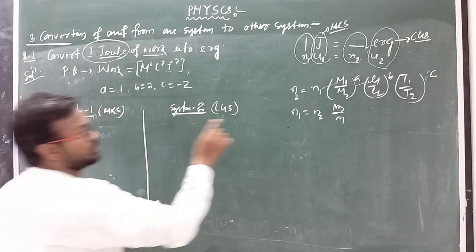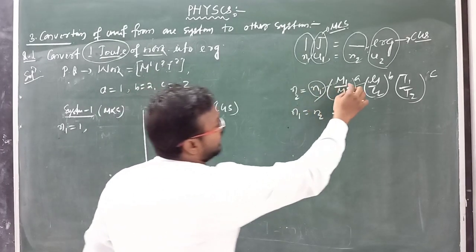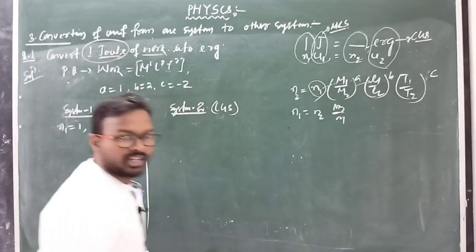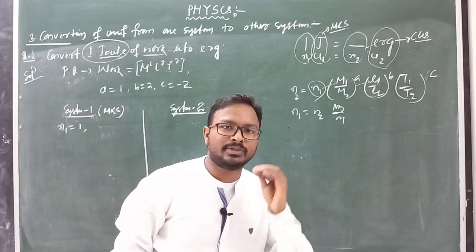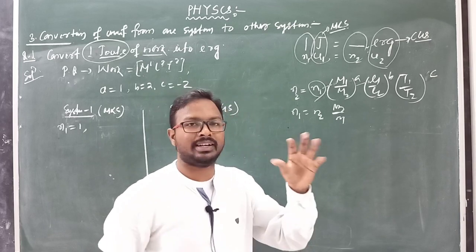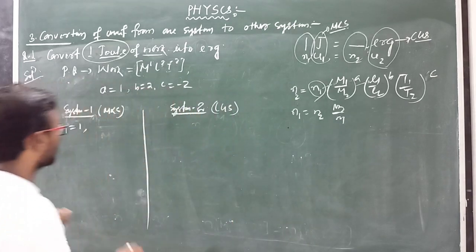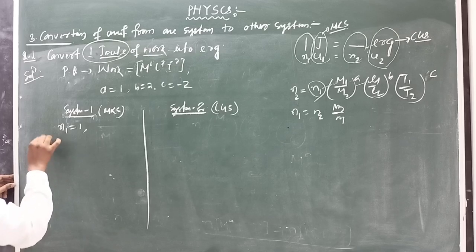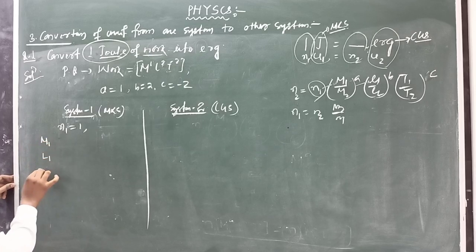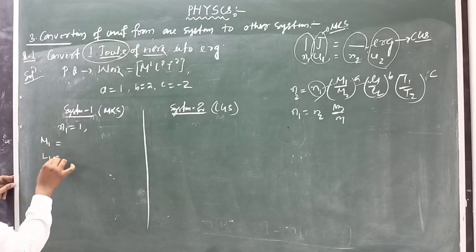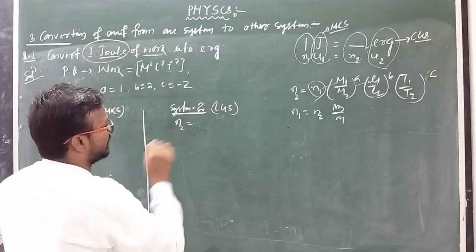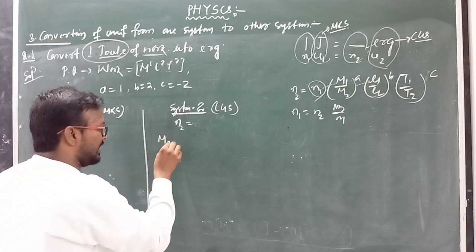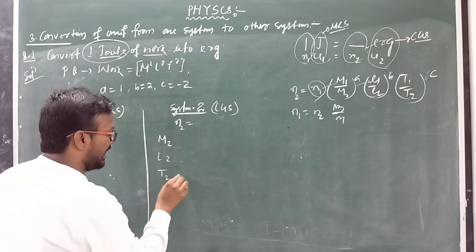So given that n1 equal to 1, now to find M1, L1, T1. What is M1, L1, T1? M1, L1, T1 is the size of dimension, or size of fundamental unit, in the first system. So this is the first system, system number 1. So you can write here M1, L1 and T1. But in the second system we can find n2, then we have to find here M2, L2 and T2.